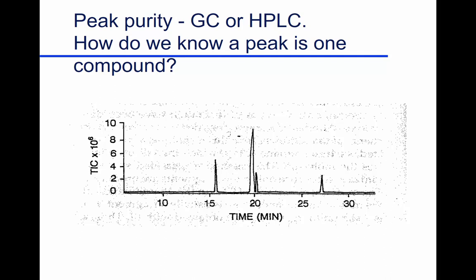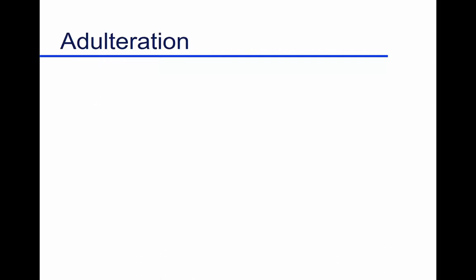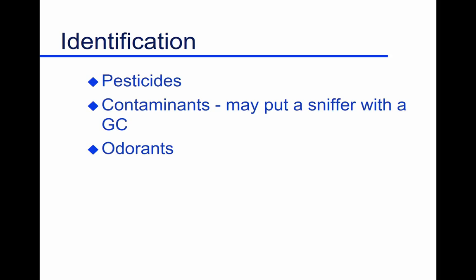GC, HPLC, peak purity, that's a simple one. You take your spectra across it. Is it what you think, and is it only what you think? Adulteration is certainly a big area.